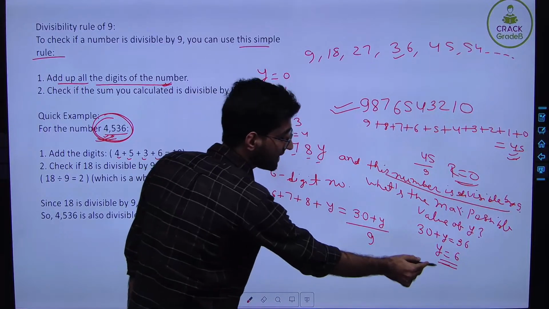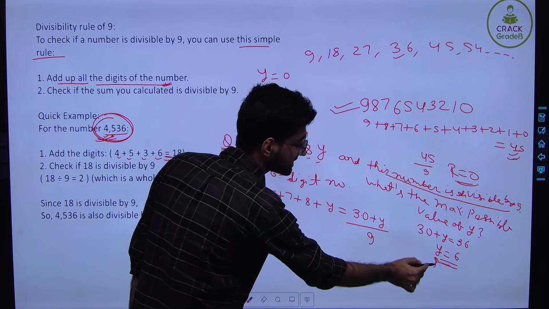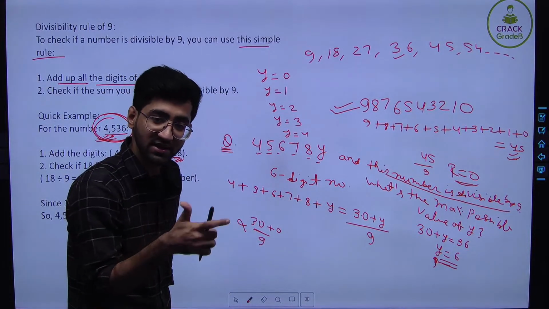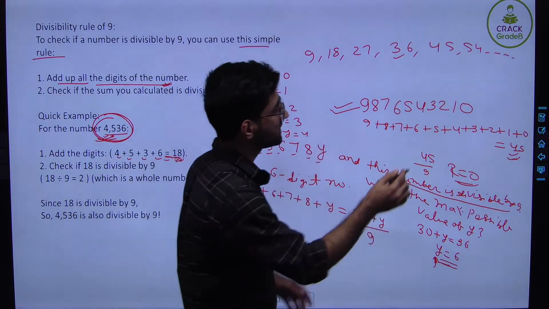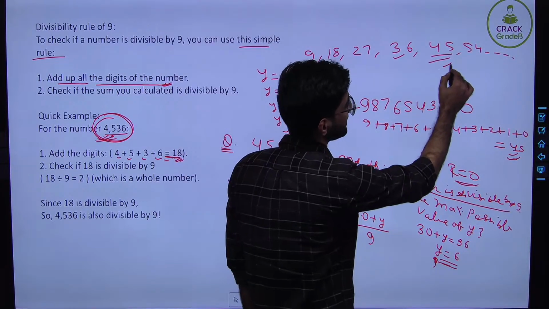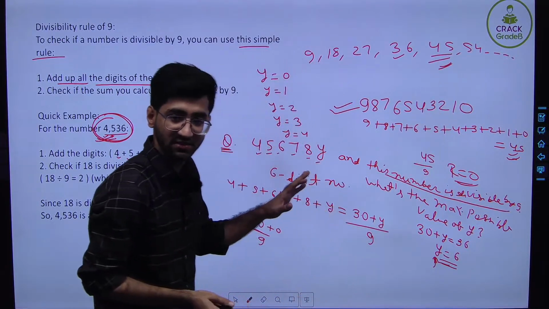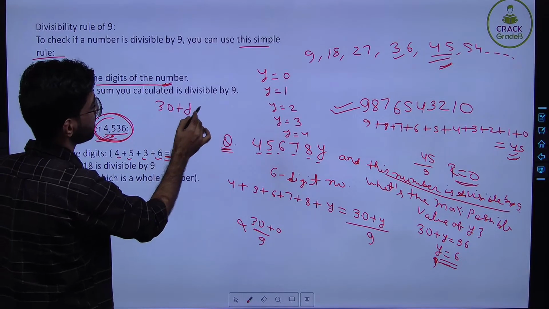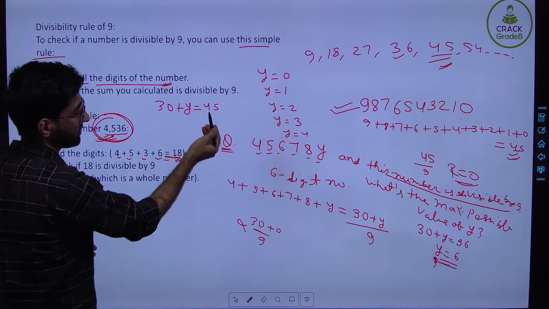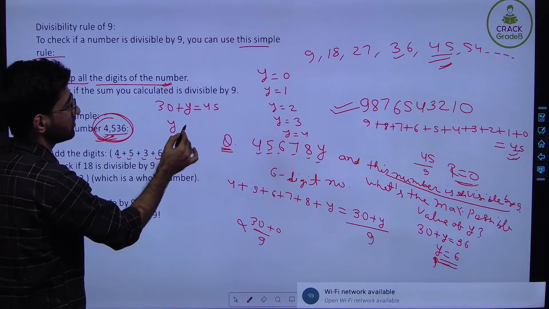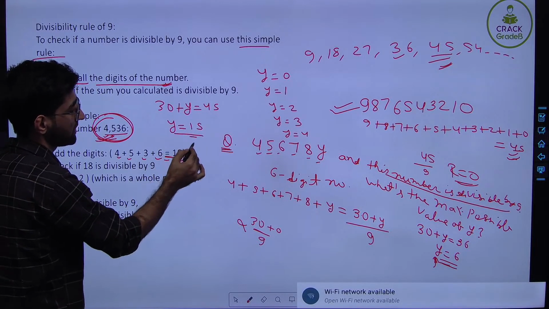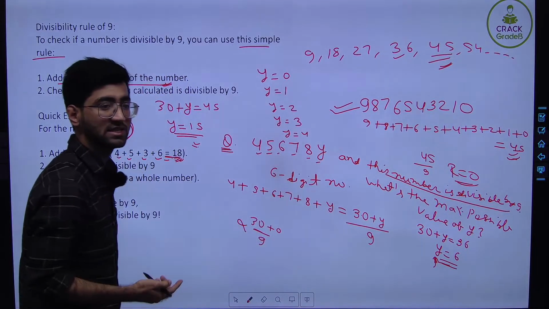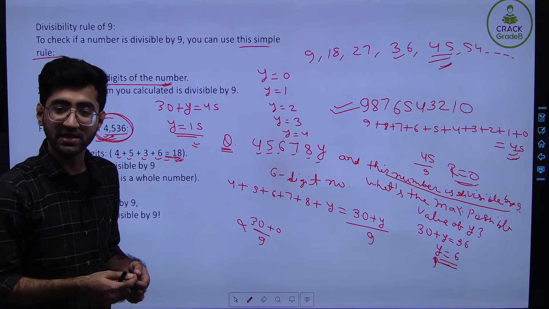But don't stop at this point. Luckily in this case, if you stop here, you will still be able to mark the answer correctly. But you should also think about the next number. The next number is 45, right? So 30 plus y equals 45, because 45 is also divisible by 9, and you will get the value of y equal to 15. But if you put y equal to 15, then it will be a 7-digit number, right?